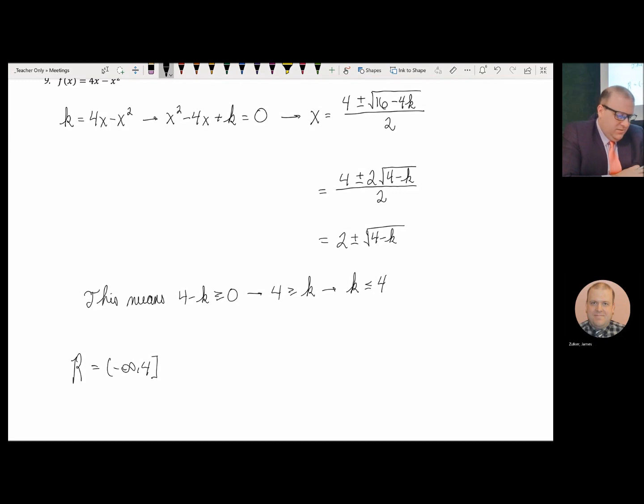How did we determine that it could be 4 as well? What's the rule for under a square root? What you're taking the square root of has to be greater than or equal to 0. So because it is greater than or equal to, that's why 4 can be included.